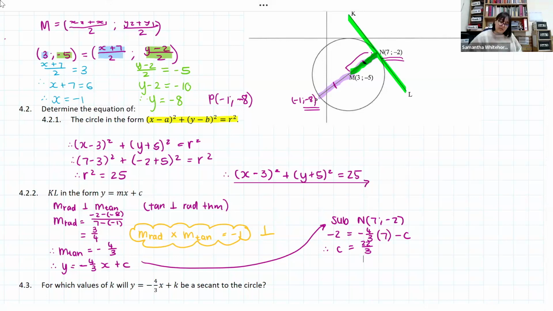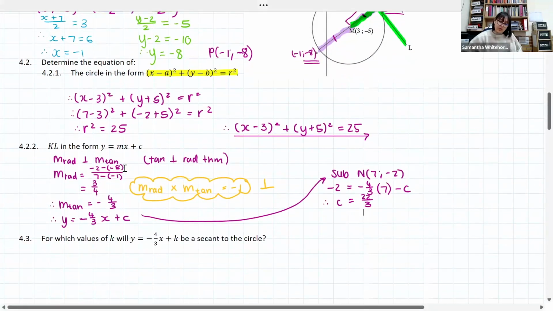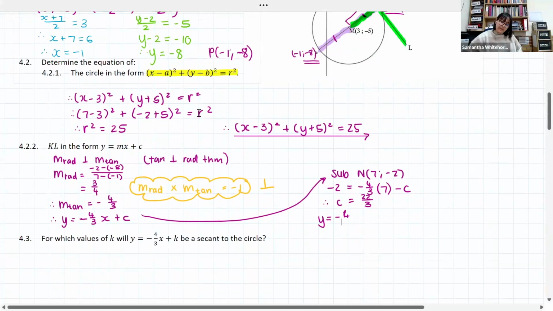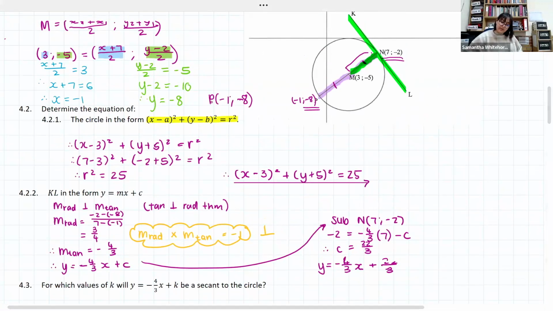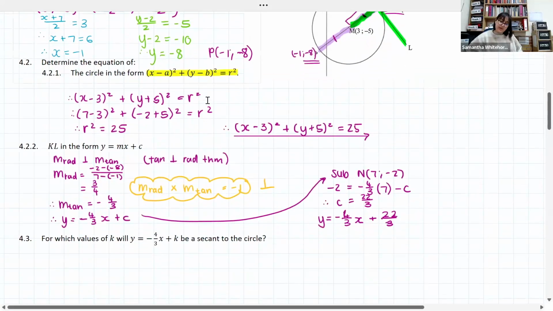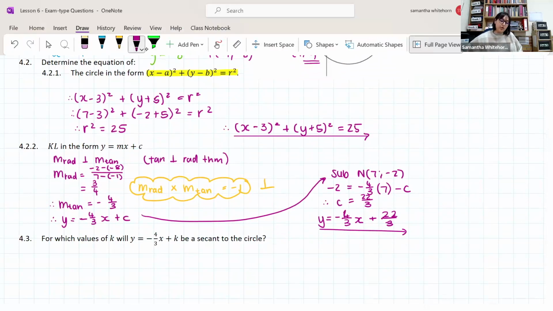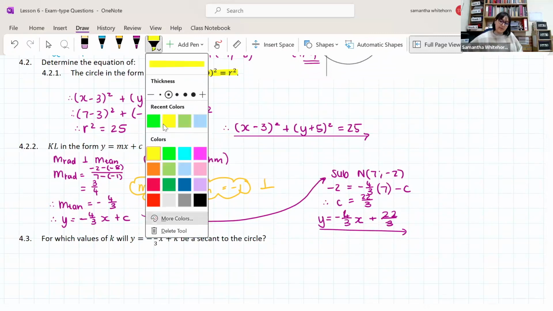And so that means as our final answer here, we have y = −4/3 x + 22/3. Okay, and that is the equation of your straight line. So always just remember this really important theorem that we have. The fact that your tangent is perpendicular to your radius. That's a really important one.